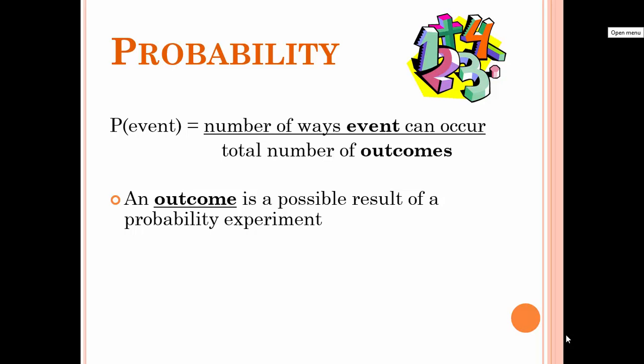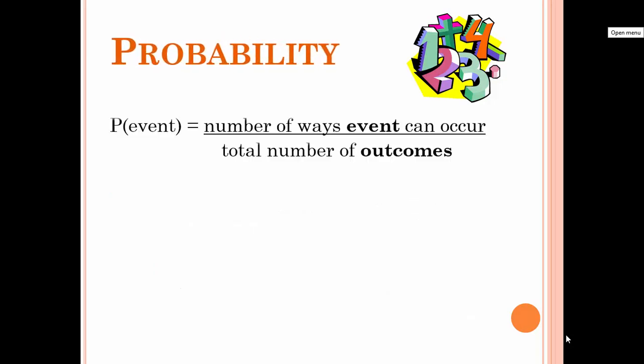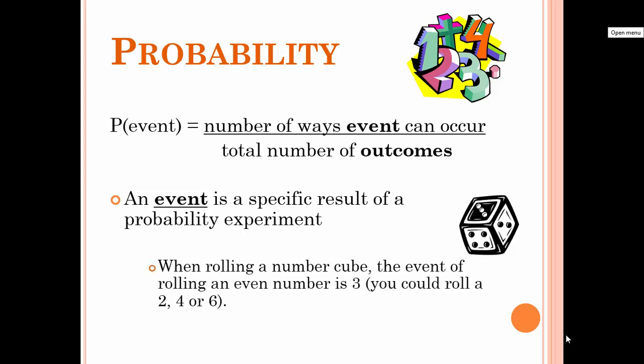An outcome is the possible result of a probability experiment. So when we're rolling a number cube, the possible outcomes are 1, 2, 3, 4, 5, and 6. The event is a specific result of a probability experiment. So it means that we've already rolled the dice and determined what the result was. When we roll a number cube, the event of rolling an even number is 3 because we could roll a 2, 4, or 6.